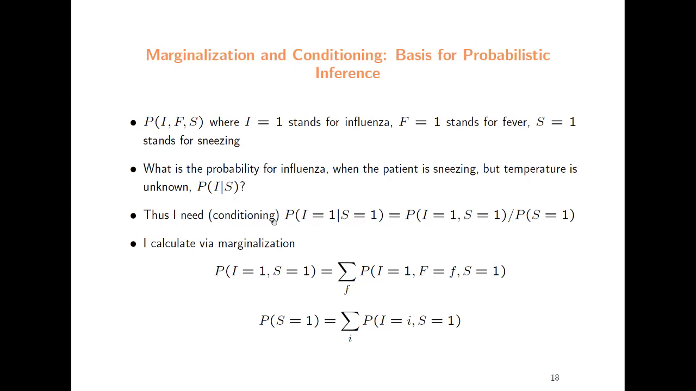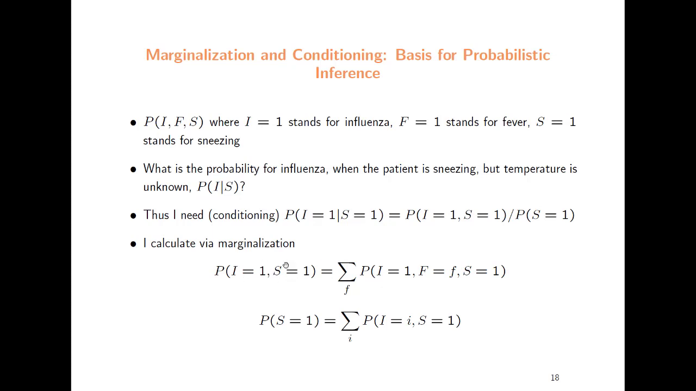So I'm interested in this probability of influenza given sneezing. I expand it using the definition of a conditional probability into the probability of influenza and sneezing divided by the probability of sneezing. Next I have to calculate these two terms. How do I get this one, the probability of influenza and sneezing, given that this probability is known? We're assuming that somehow we know this probability. So this is written here again, probability of influenza, fever and sneezing.